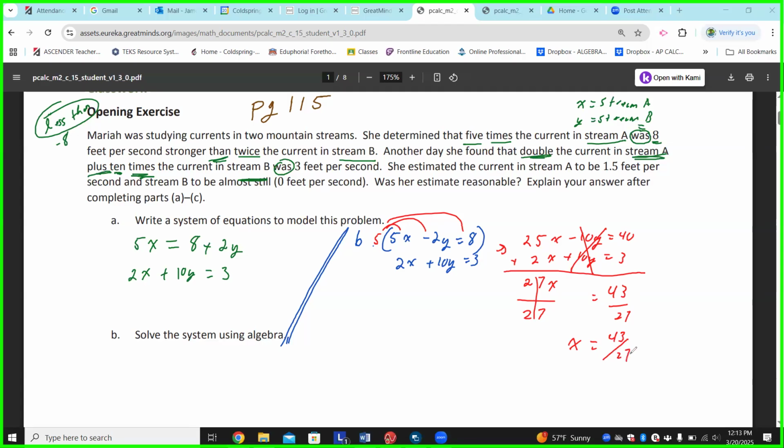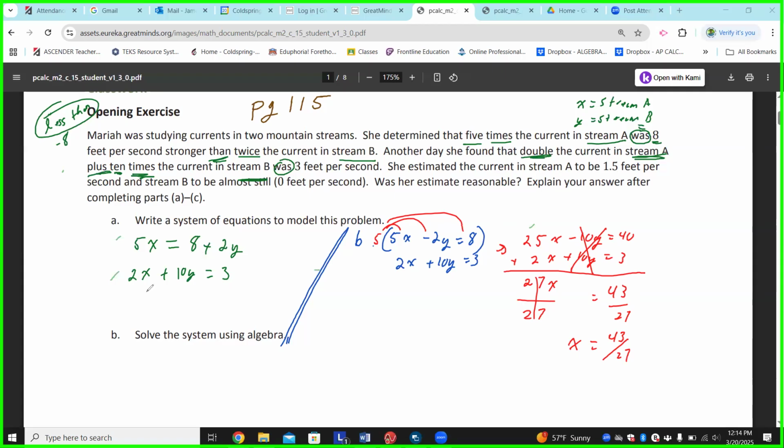How do I solve for y? Anybody remember or have an idea? You could do it the same way. You could find a new number to multiply to eliminate the x. But in this sense, since I already have x, I'm going to plug it into any formula I want. I can plug it in here, here, or even this one right here. Which of these three equations do you want to plug x into?